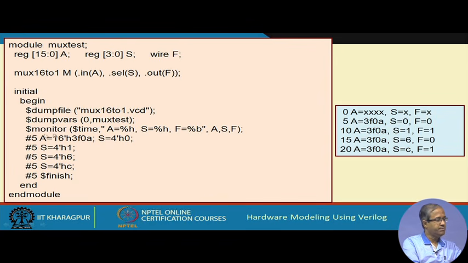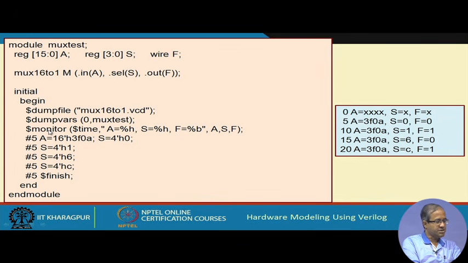This line, monitor: we are monitoring a few of the variables. $time is a system variable that indicates the simulation time, and then in a C-like notation we are saying that we want to print the values of A, S and F. H is a hexadecimal specifier; because A is a 16 bit number, I specify %H, S is also a 4 bit number so %H, and F is a single bit, so I give it %B, B means binary.